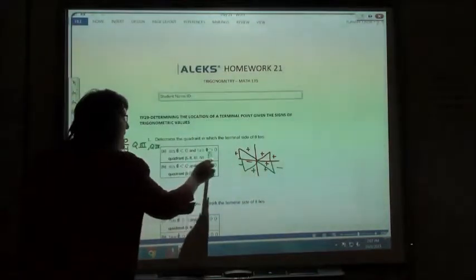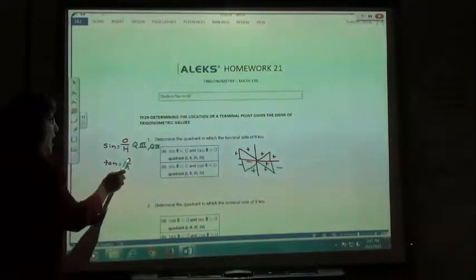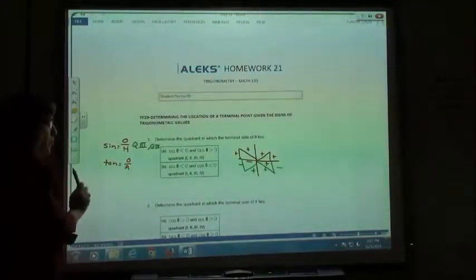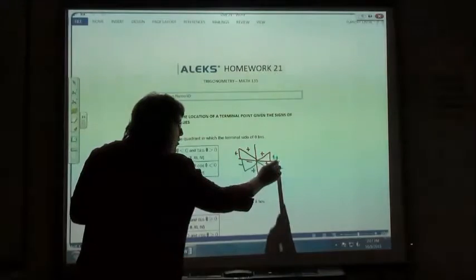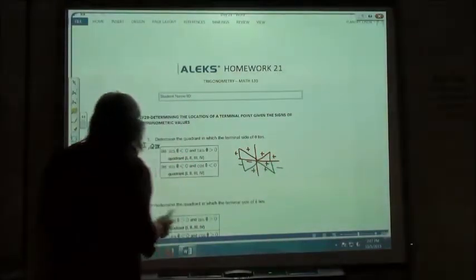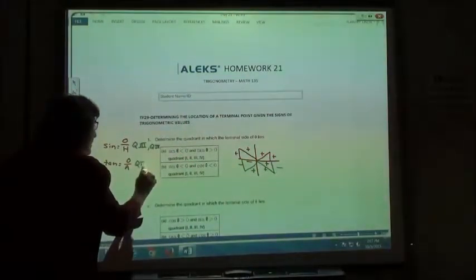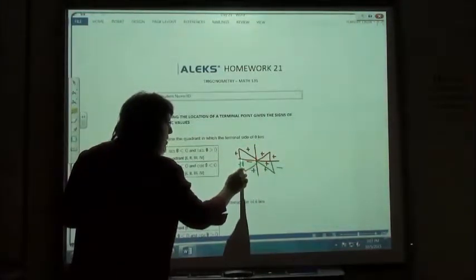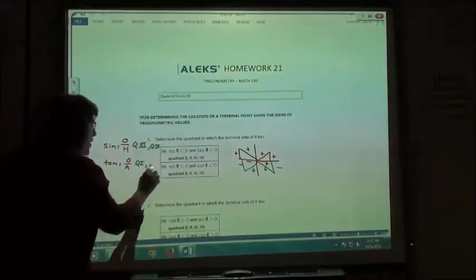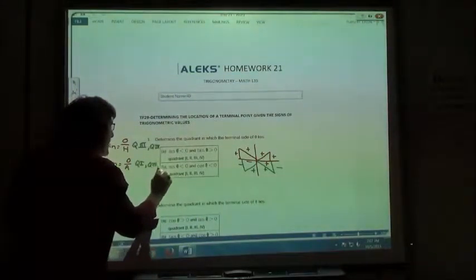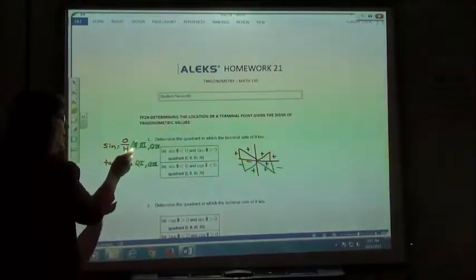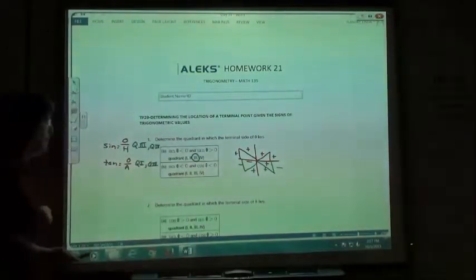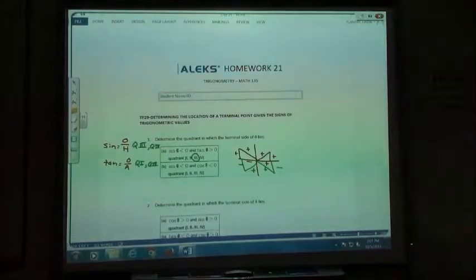If the tangent is positive, tangent is opposite over adjacent, so I'd either have to have both positives or both negatives. So my opposite over adjacent is both going to be positive in quadrant 1, and then it's going to be in quadrant 3 because I'm going to have a negative over a negative. Negative over a negative is going to be positive. So where is my sine negative and my tangent positive? In quadrant 3, if I check out my sides.